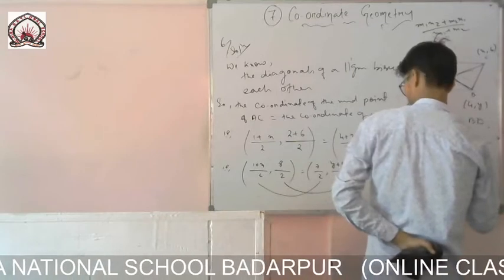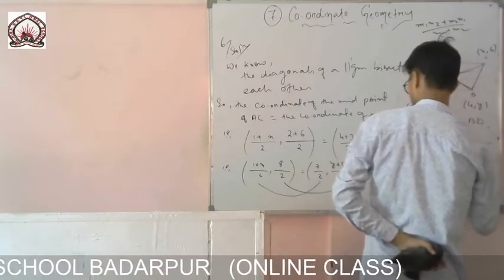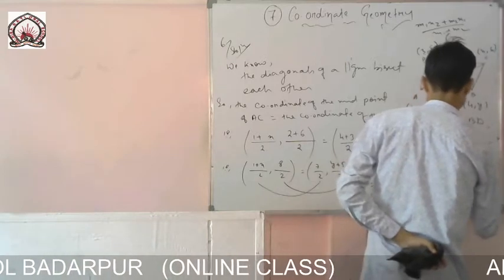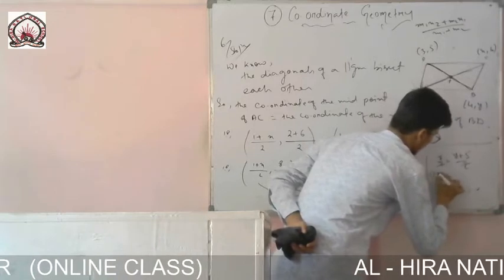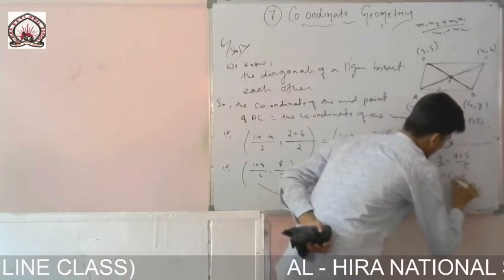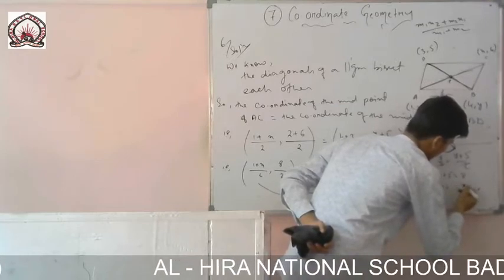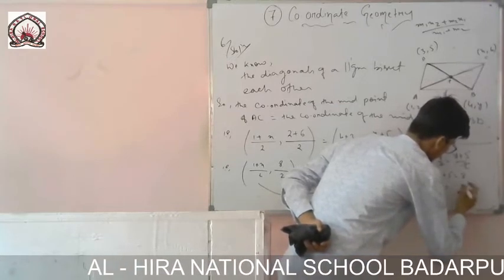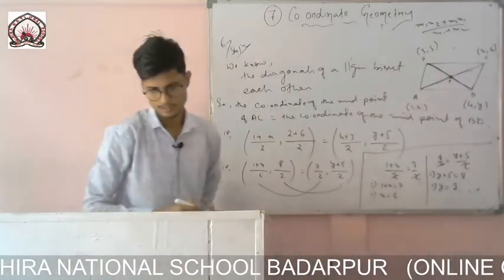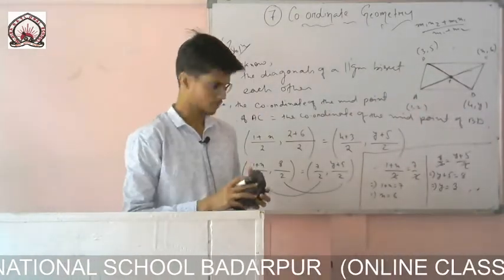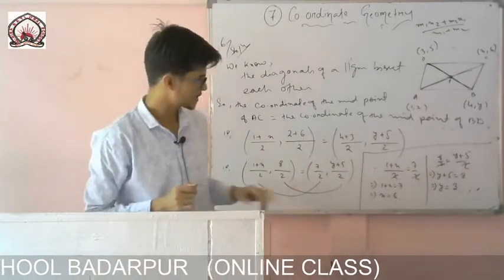And for the other one, it will be 8 by 2, that is 4. Let me write (y plus 5) by 2 directly. Let me cancel: y plus 5 equals 8, so y is equal to 8 minus 5, which is 3. So y is equal to 3. These are the required values: x is equal to 6, y is equal to 3.